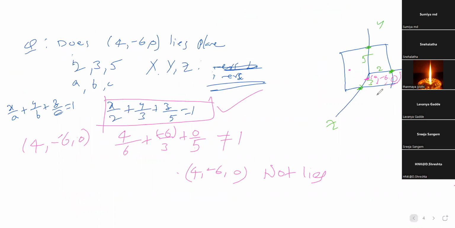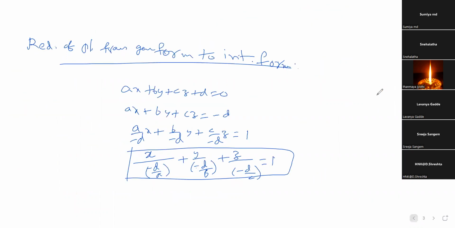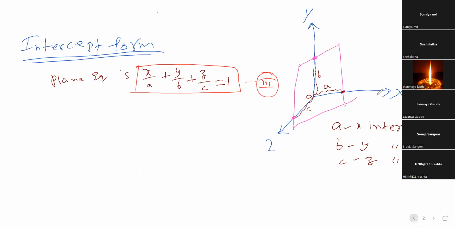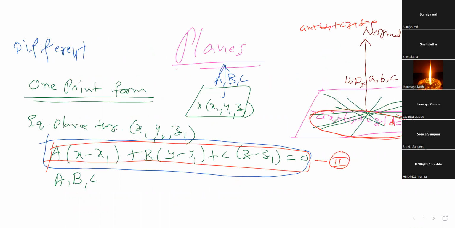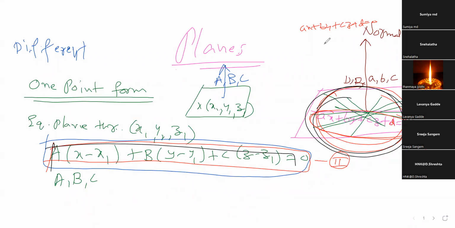So far, how many forms of the plane have we discussed? One is the general form: Ax plus By plus Cz plus D equals 0. Whereas the one point form is this: when one point is known to you and the normal direction ratios are known, then the equation of the plane is A(x minus x1) plus B(y minus y1) plus C(z minus z1) equals 0. This is the second form.